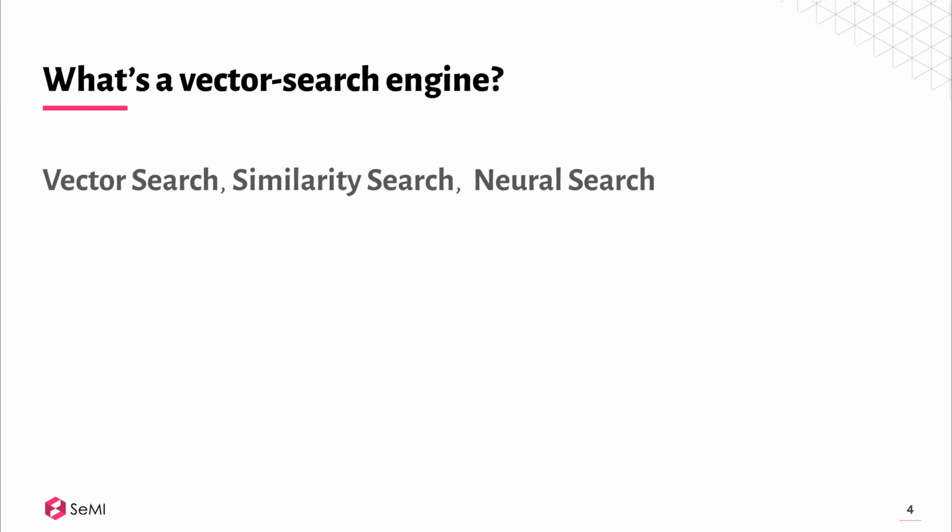So what's a vector search engine? Vector search sometimes is also called similarity search or neural search to really highlight that AI machine learning character of a vector search engine. So what do you do with it? Imagine you have a big pile of data. I've used 1 terabyte here. It doesn't matter, just a big pile of data.